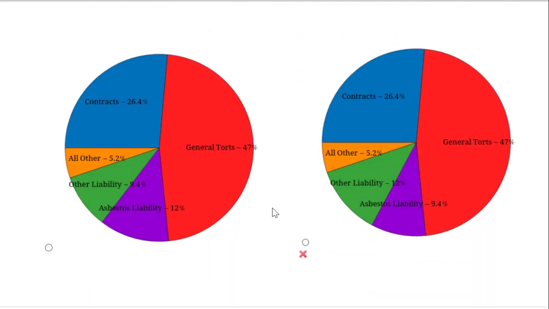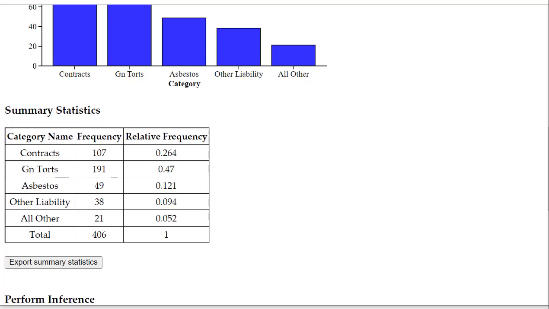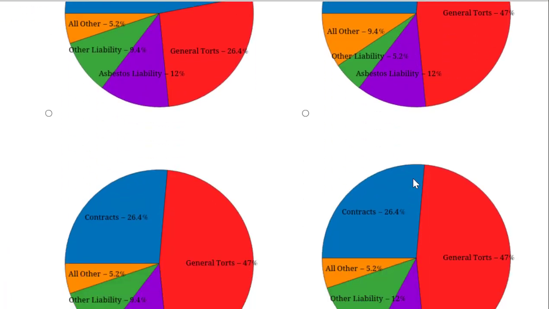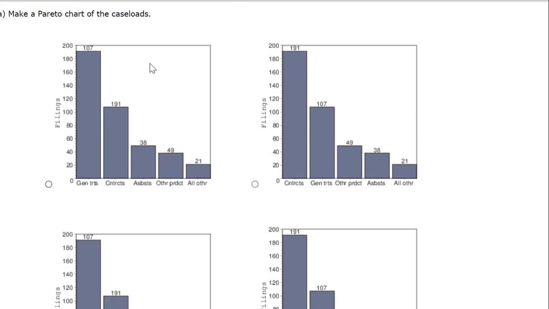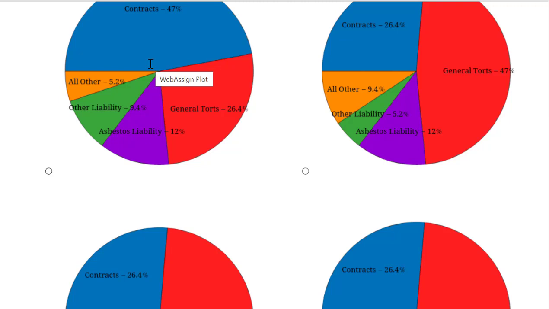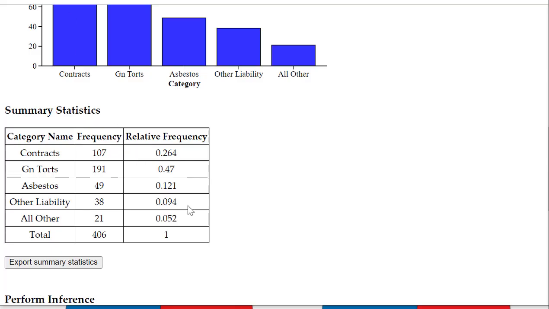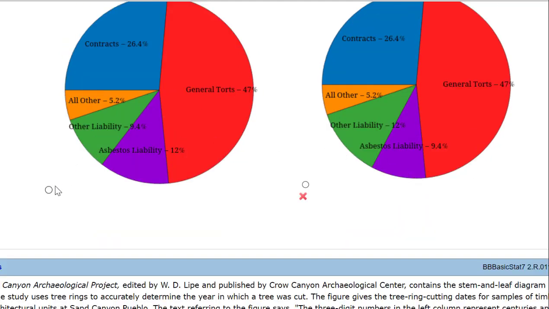What's different over here? We've got other liability. Other liability is different. So let's just look at other liability. 9.4%. So whichever one has other liability, was it all other liability? Hold on. All other. Wait, is that all other? No, it's other liability. Oh, so they kind of did the same thing I did. Wow, that's funny. So other liability, 9.4% is what it should be. So other liability, 12, so it's this one.